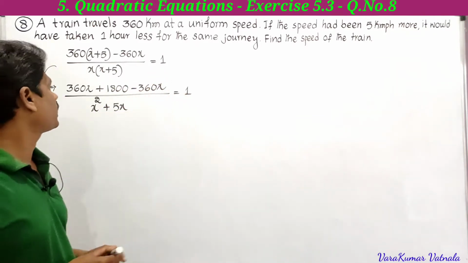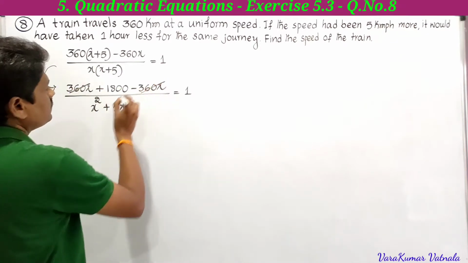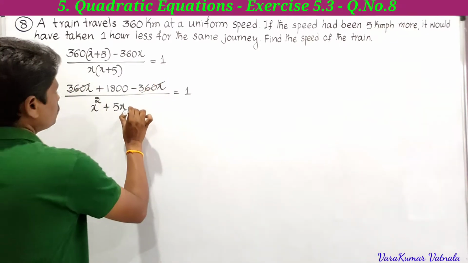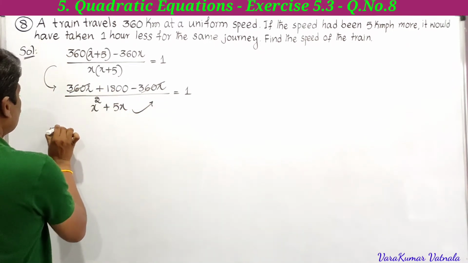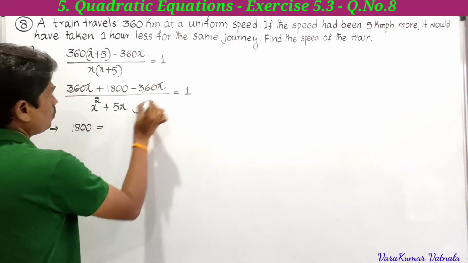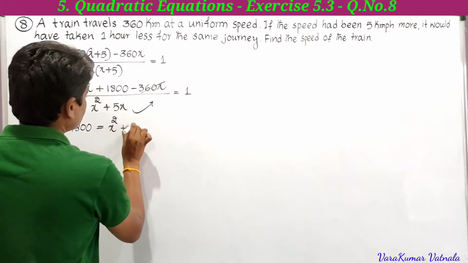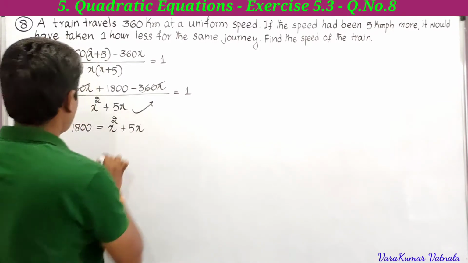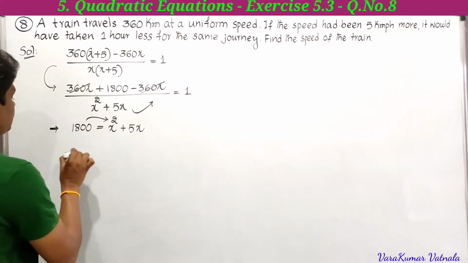So now plus 360x minus 360x gets cancelled. So take these two terms to the right side. So here then we have only 1800 is equal to 1 into x square plus 5x, we get x square plus 5x. Okay, so now take this 1800 to the right side.